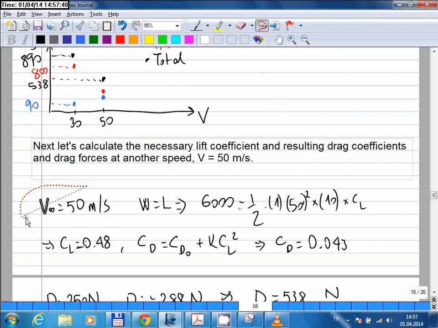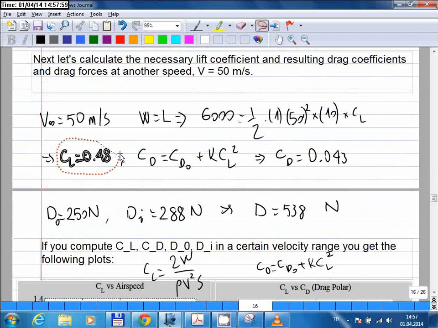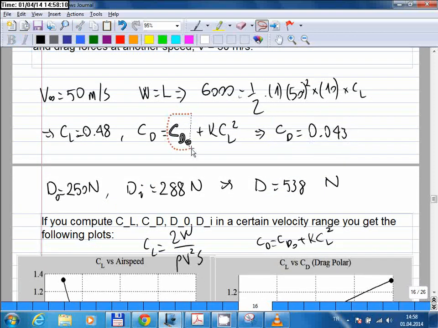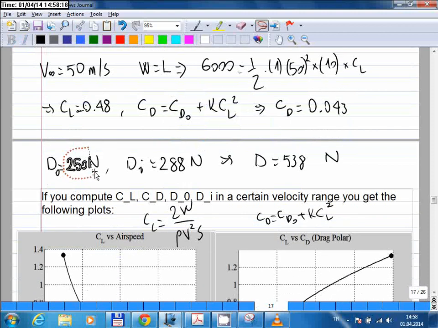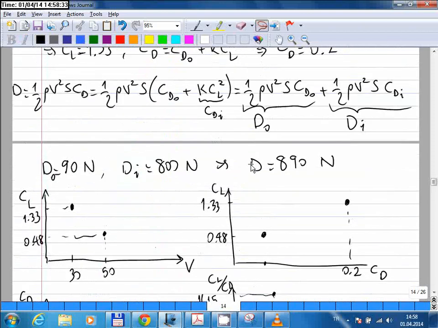Next, let's calculate all these values for a different flight speed, and the new speed is 50 meters per second. Okay, the calculations are exactly the same. It's only that instead of the previous speed of 30, I insert 50. And for this new speed, I find a new lift coefficient, 0.48, and I put that in here and I obtain a new drag coefficient, which is this much. And from here, I can find the two components of the drag force, the parasitic drag force and induced drag force. And these values are 250 for the parasitic drag force and 288 newtons for the induced drag force, the total becoming this number. And all these values become the second point on our plots, okay?